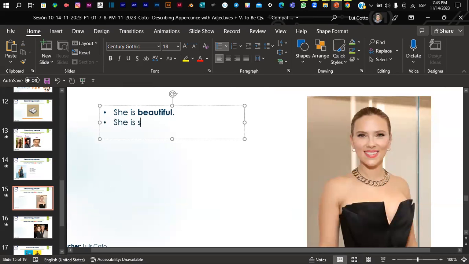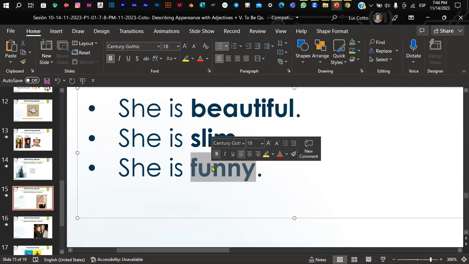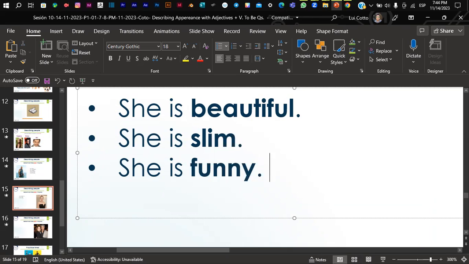She's slim. She's slim. Correct. Yes, she's slim. Very good. Another adjective. What else? ¿Qué más? Using she's adjective. Funny. She's funny. Funny. Yeah, correct. Funny is another adjective, but not in the appearance. Funny is an adjective about what? She's young. Okay, just a moment. Funny is not about appearance, but you can use it.